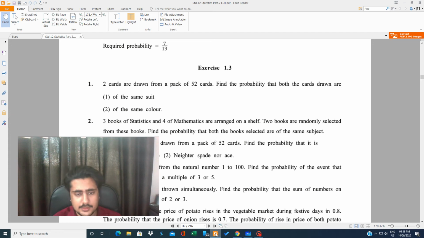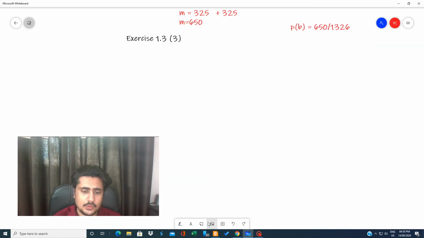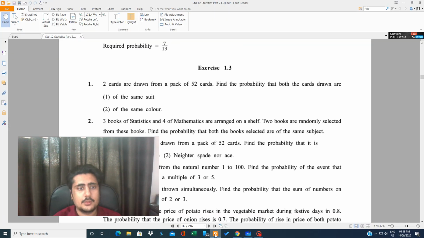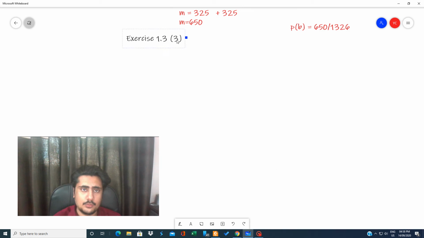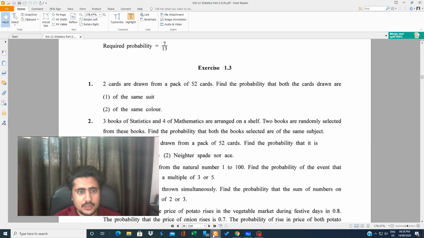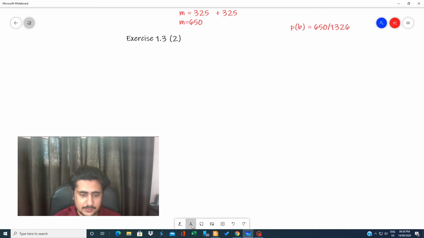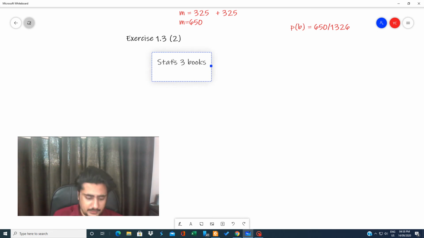Three books of stats and two books of accounts. So first of all, I'll write how many books I have. I have three books of stats and four of maths. So it is stats, three books, and maths, four books.